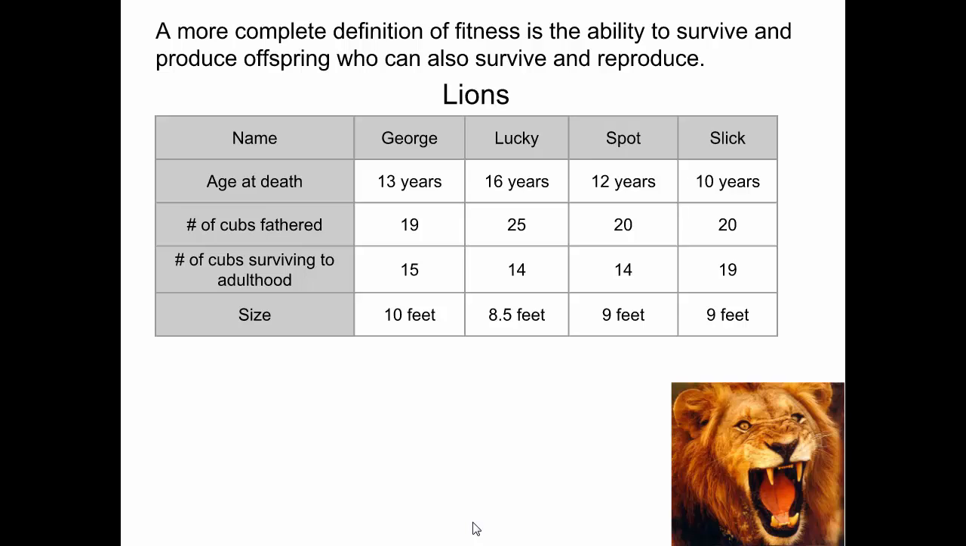Could anyone argue for something else? Matt? I think Slick, because he didn't survive as long, but his size was 9 feet, and his number of cubs surviving to adulthood was 19, which was the most. Yeah. If we think of natural selection and evolution as being about how much of your genetic material you can get into future generations, then I would agree. Slick is probably the best adapted, the most fit, because it allowed 19 of its cubs to survive into adulthood. That would probably be the most successful of the line.